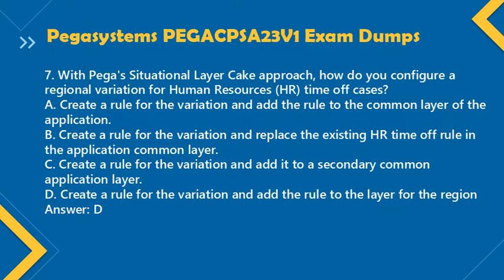In Pega's situational layer cake approach, variations for specific regions, departments, or other situational contexts are typically managed by creating rules specific to those variations and then adding those rules to the appropriate layer corresponding to the context. Option D aligns with this approach by suggesting the creation of a rule for the variation and adding it to the layer for the specific region where it applies. This allows for effective management of variations across different contexts within the application.